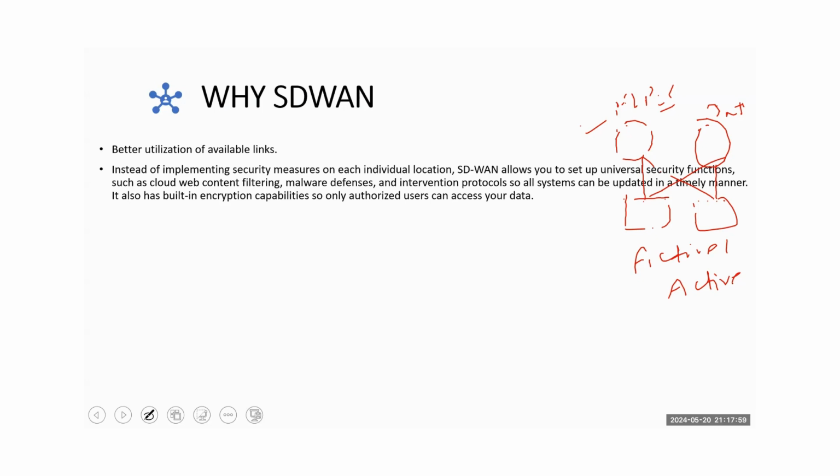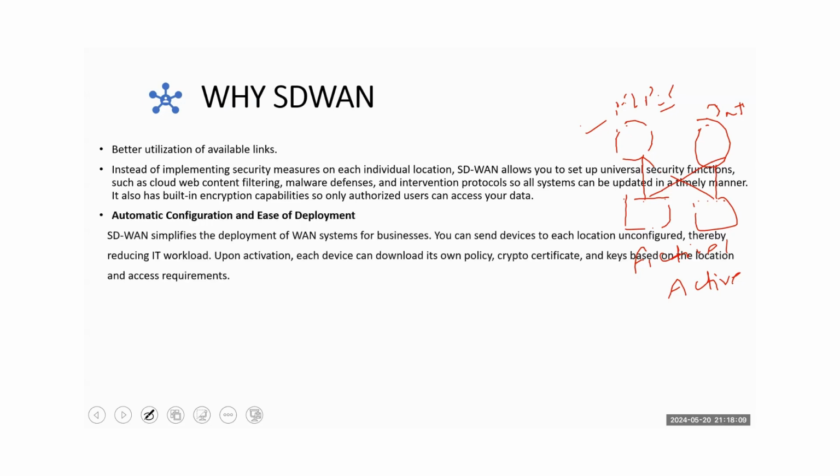Security is one of the important factors for any network, and SD-WAN does the same thing in a much easier and better way. Another reason is automatic configuration and ease of deployment. SD-WAN simplifies the deployment of a WAN system for business. You can send devices to each location unconfigured, thereby reducing IT workload.